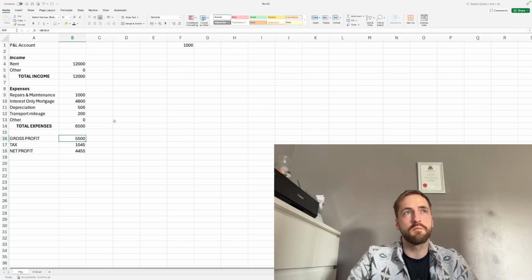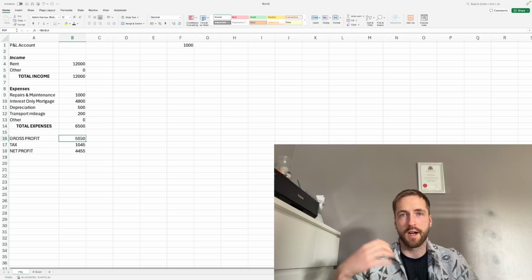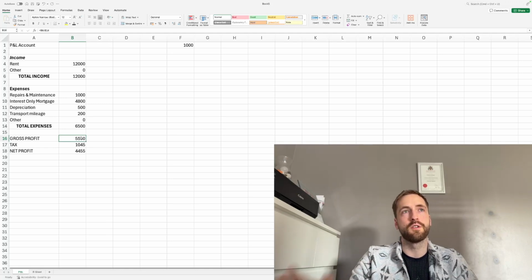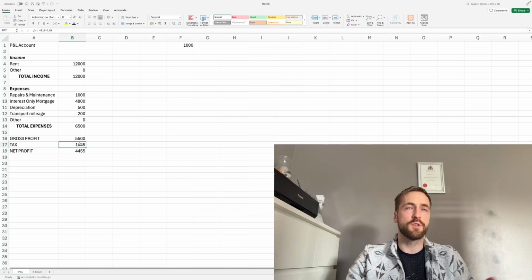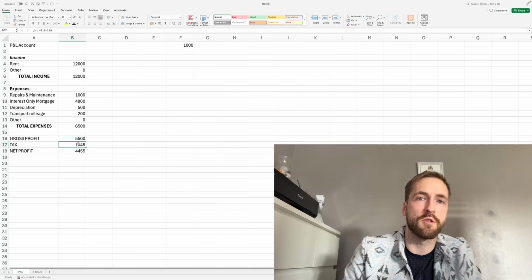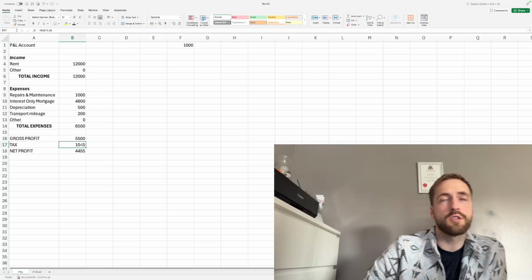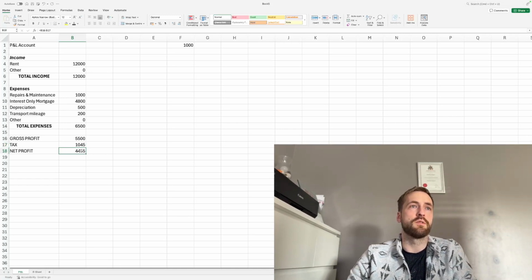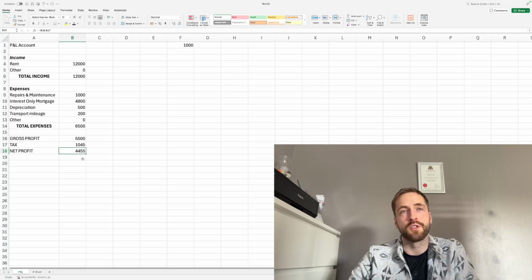You take your income, subtract your expenses, you're left with your gross profit. This number is what you need to pay tax on. So this is the amount of money that you have now after you've paid your expenses. Therefore, the government taxes you on that. For smaller companies, that's 19% corporation tax. That's just over £1,000. And you're left with a net profit of £4,455.